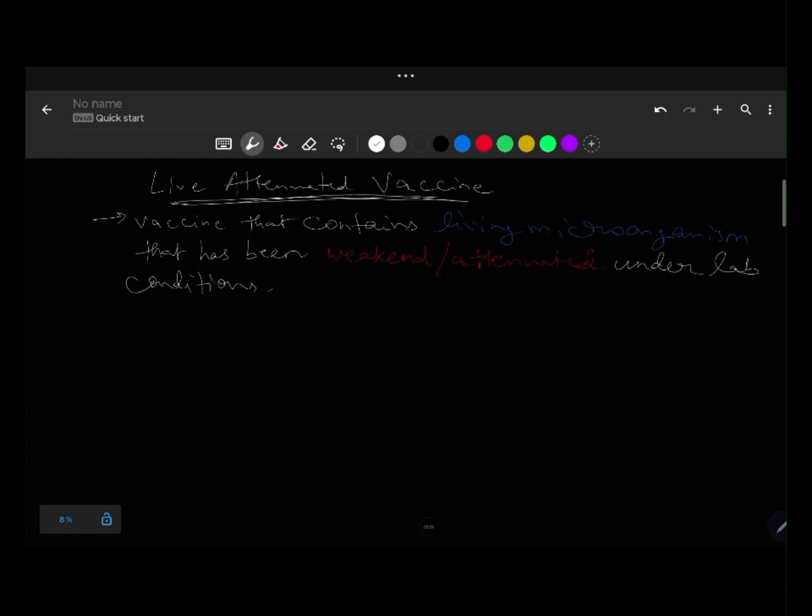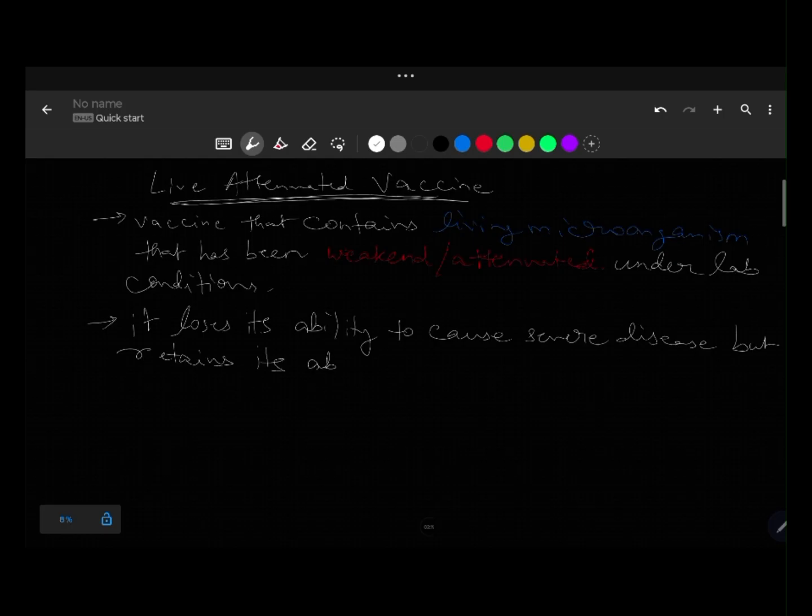So what is the purpose? Why has it been done? It is done so that it loses its ability to cause severe disease, but retains its ability to stimulate an immune response.